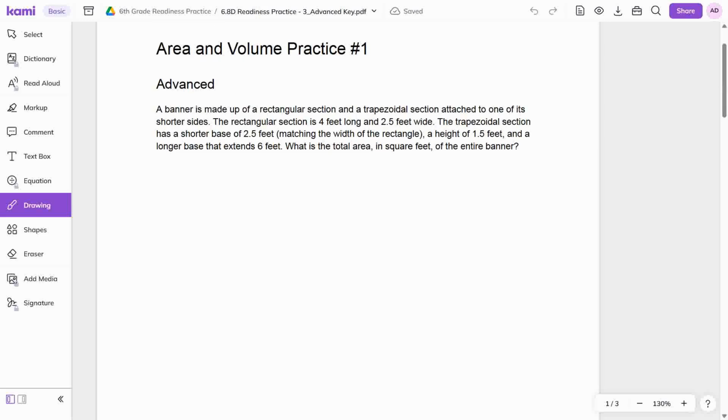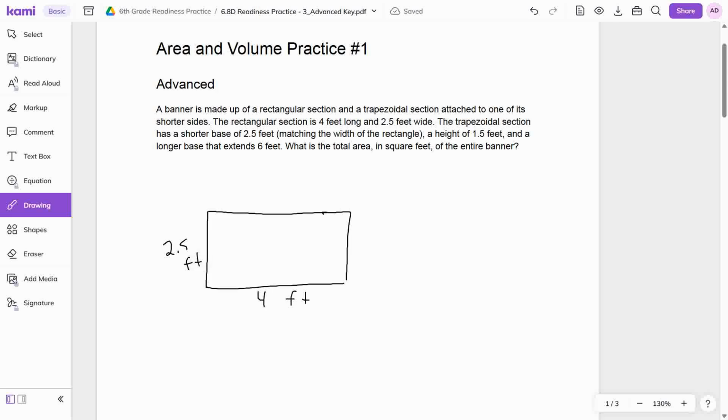So first we have a composite shape here. We have a rectangular section and a trapezoidal section. So let's draw a rectangle here. And let's say this is going to be the rectangular part, and it's going to be 4 feet long, and it's going to be 2.5 feet wide.